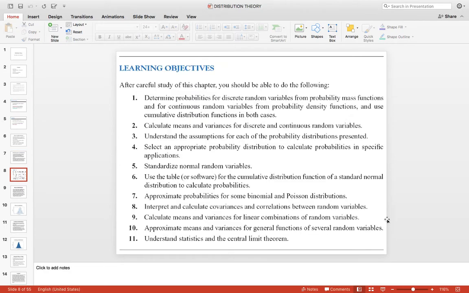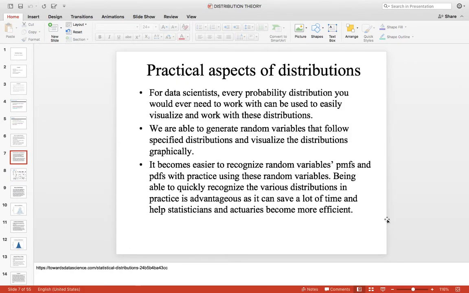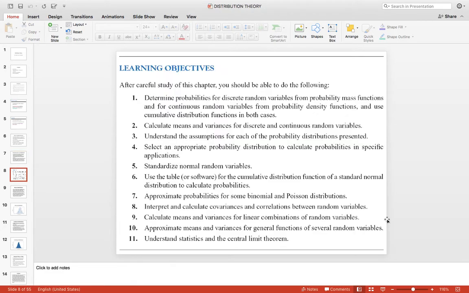It becomes easier to recognize random variables, probability mass functions and probability density functions with practice using the random variable. So once you have the probability mass function and the probability density function, it becomes easier to estimate a regression, a distribution. Being able to quickly recognize the various distributions in practice is advantageous, as it can save a lot of time and help statisticians and actuaries become more efficient. So you should be able to recognize distributions.